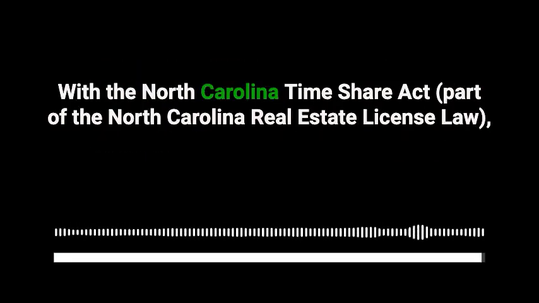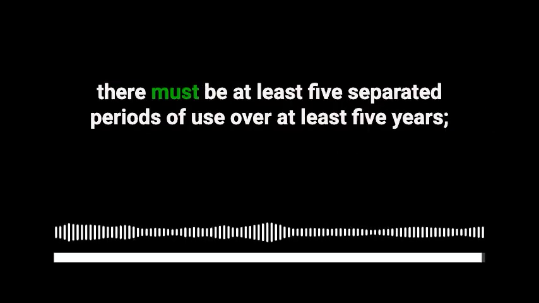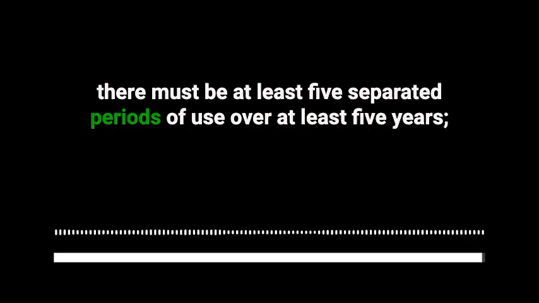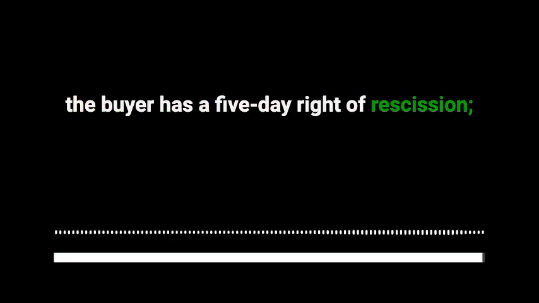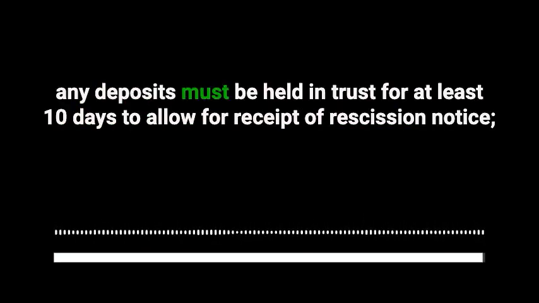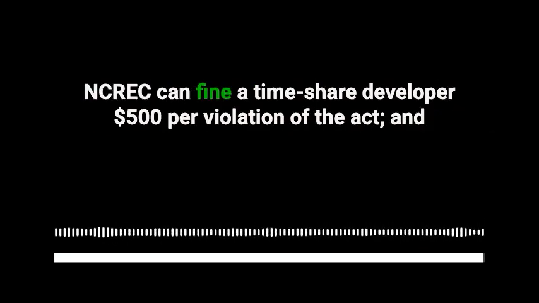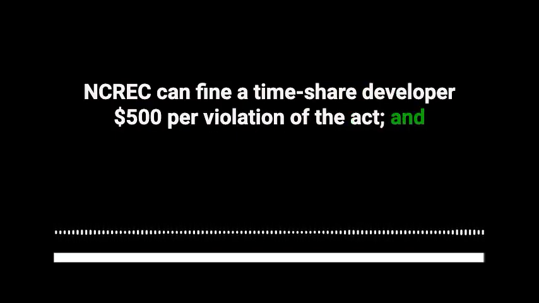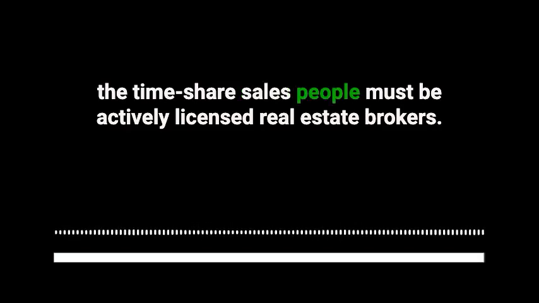With the North Carolina Timeshare Act, there must be at least 5 separated periods of use over at least 5 years. The buyer has a 5-day right of rescission. Any deposits must be held in trust for at least 10 days to allow for receipt of rescission notice. NCREC can fine a timeshare developer $500 per violation of the act. And the timeshare salespeople must be actively licensed real estate brokers.